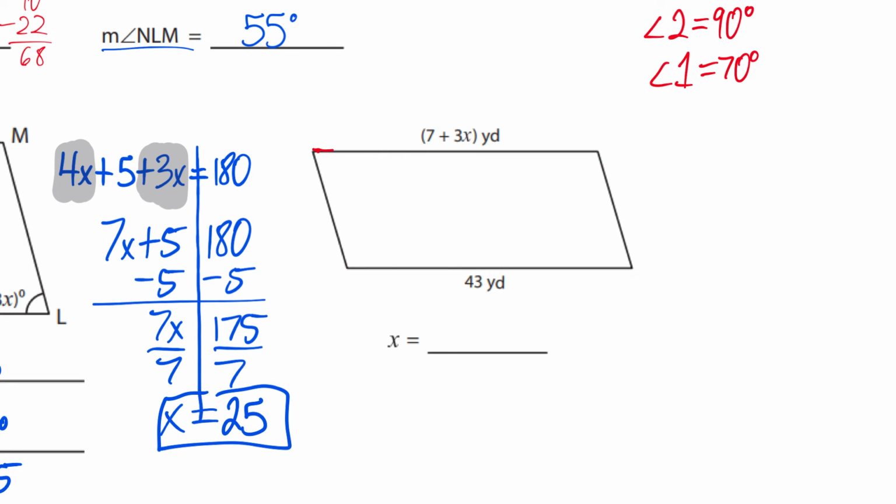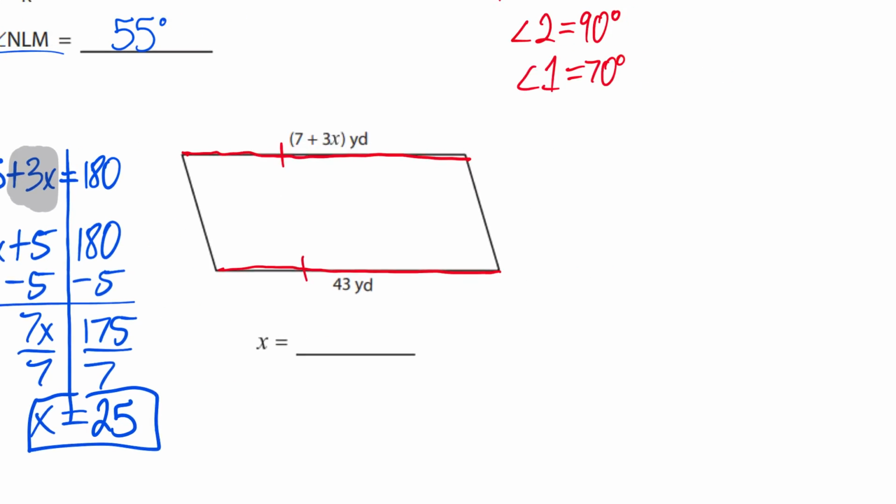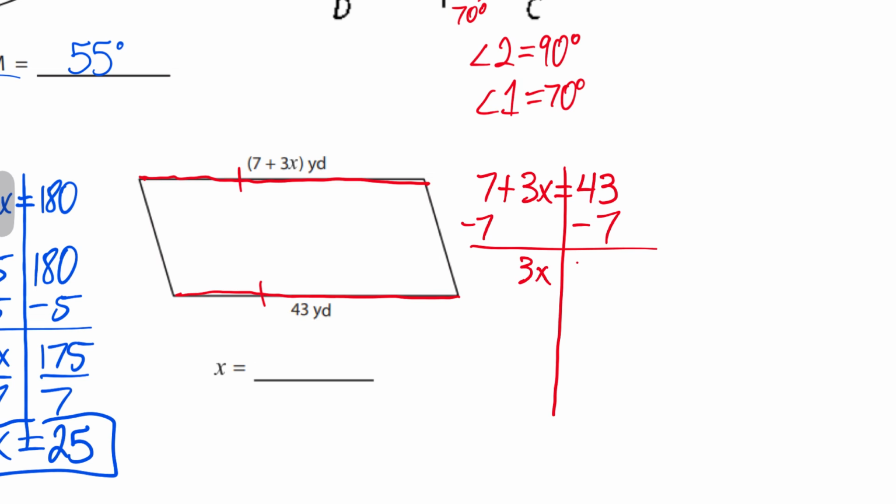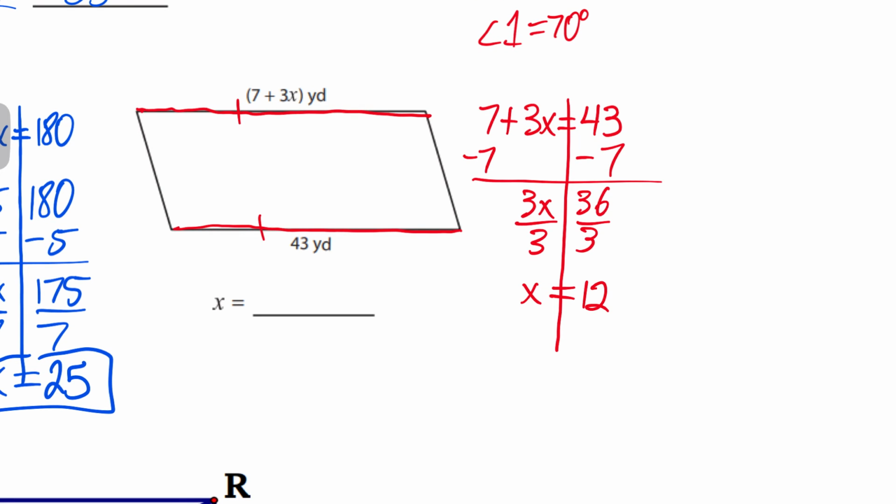Okay, the next one in this parallelogram, all right, opposite sides are congruent. So I'm going to set these equal and solve for x. So I'm going to go 7 plus 3x equals 43. So I'm going to subtract 7 on both sides. That's going to give me 3x equals 36. Divided by 3, and x equals 12.